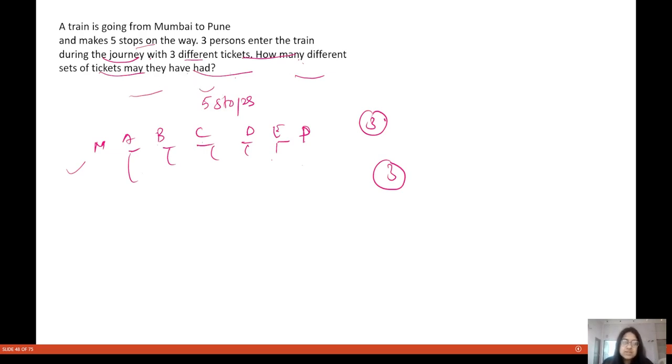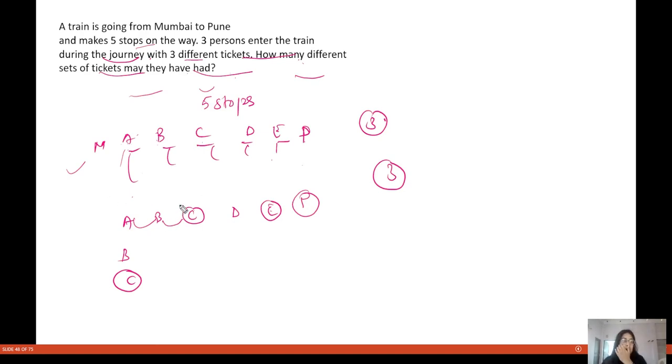See what this question is asking. Let us say they are entering from A, B, C: one person is entering from station A, one person from station B, and one person from station C. Now the person entering from station A can go to B station, or C station, or D station, or E station, or can go to Pune as well.